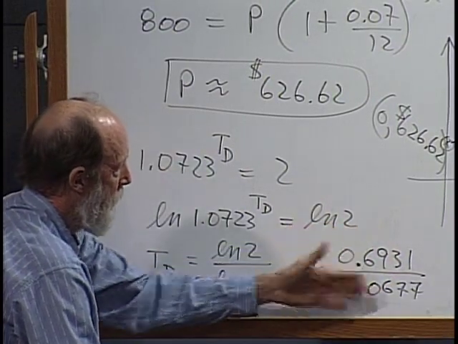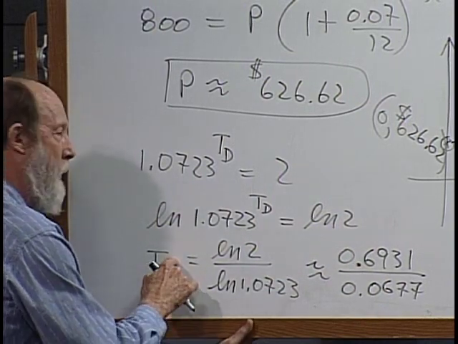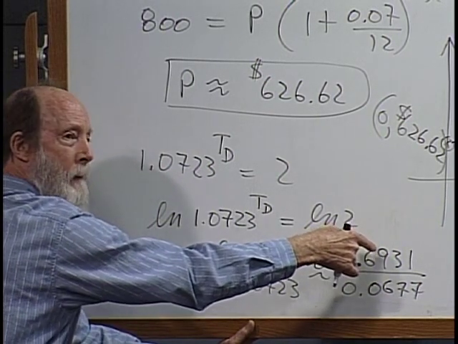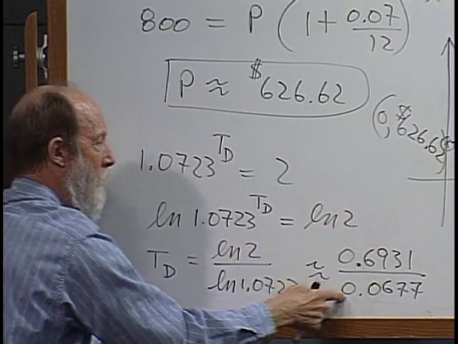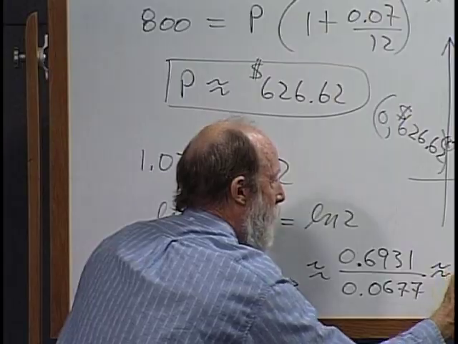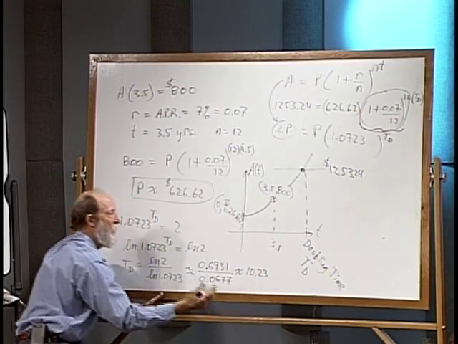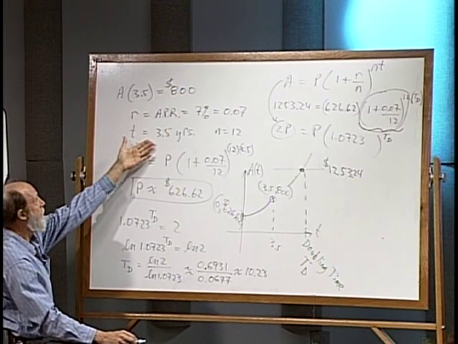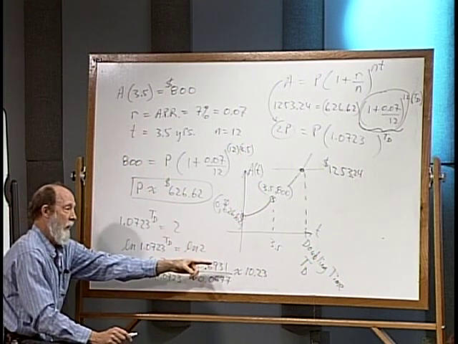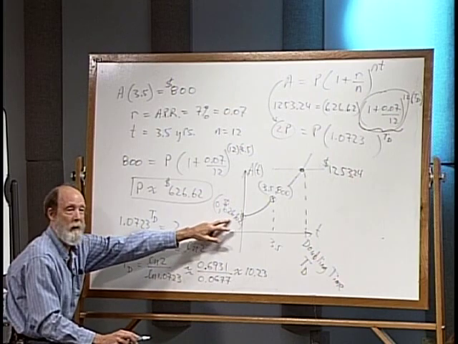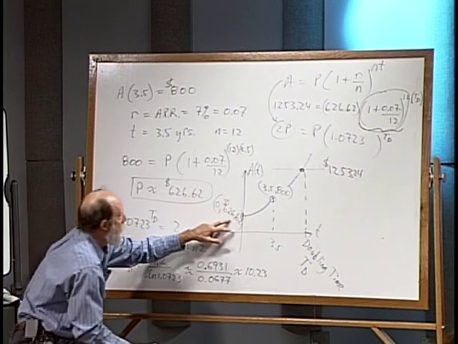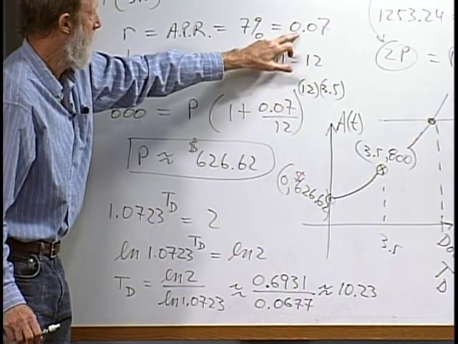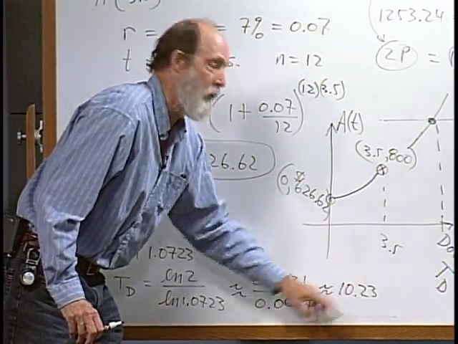Okay, and then finally, the division of the two is going to give us our doubling time. Okay, about 10.23. And this model, remember, look back at the original problem. The modeling in time is in years, so this indicates that the investment, this initial $626 investment, or any investment, compounded monthly at 7% annual percentage rate, will double in 10.23 years.